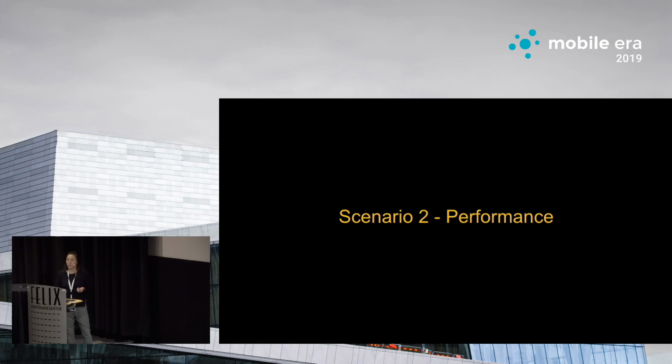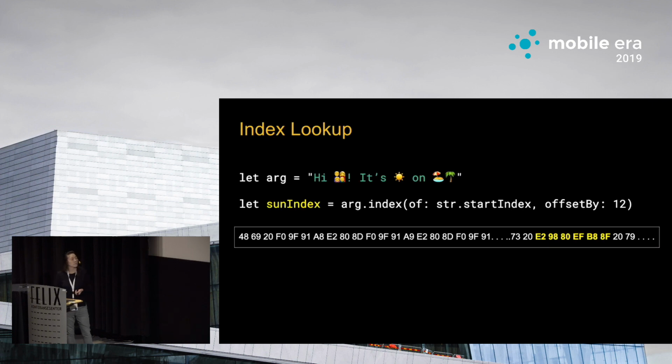Next, let's move on to string performance. We have a greeting: "Hi family, it's sunny on this palm tree island." We want to know the index of the sun emoji, so we can change it to, let's say, a rain emoji in case it starts raining. This is the 12th character, so we pass in that value to this index API to get the sun emoji index.